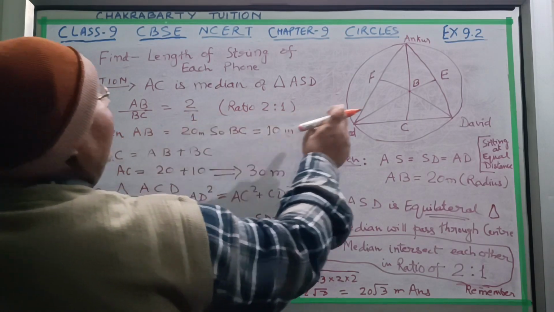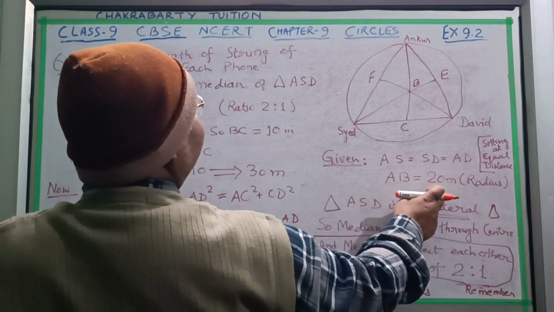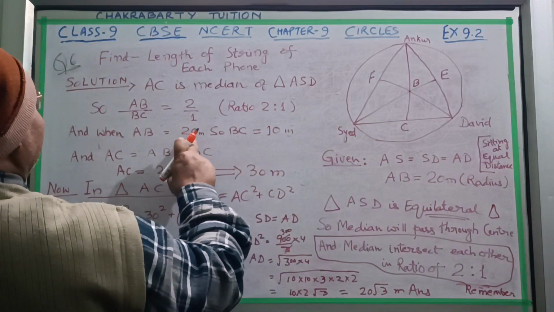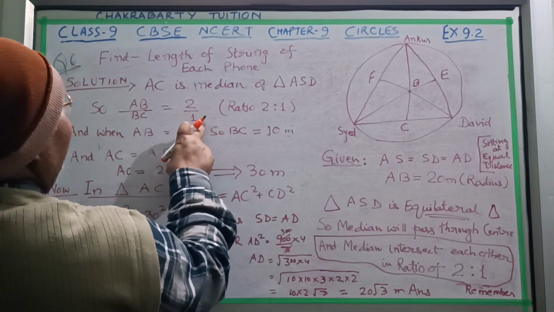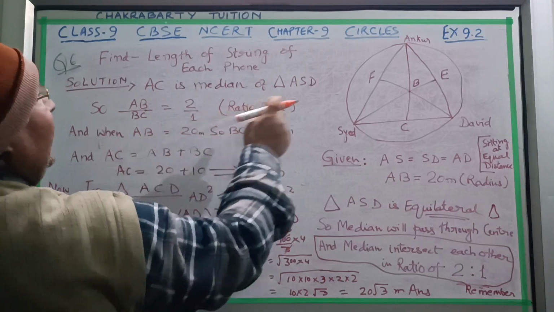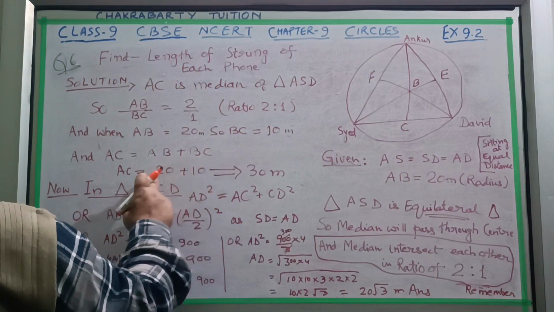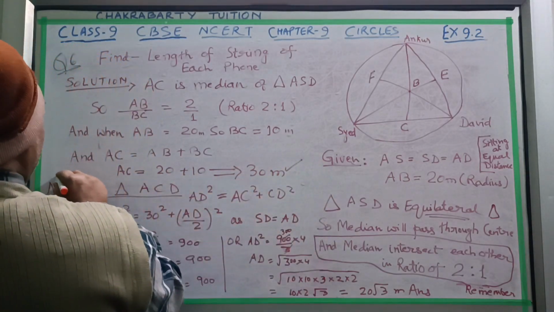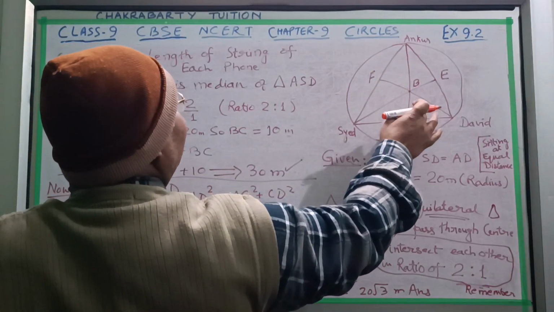So when AB is given, AB is 20 meter, it is given. AB is 20 meter, radius is given. Radius is 20 meter. So BC will be, when it is 20, it will be 10 meter. Okay. And AC from here to here, it will be AB plus BC. So AC will be 30 meter. Okay, up to here, I think it is clear to you. So this AC will be 30 meter.